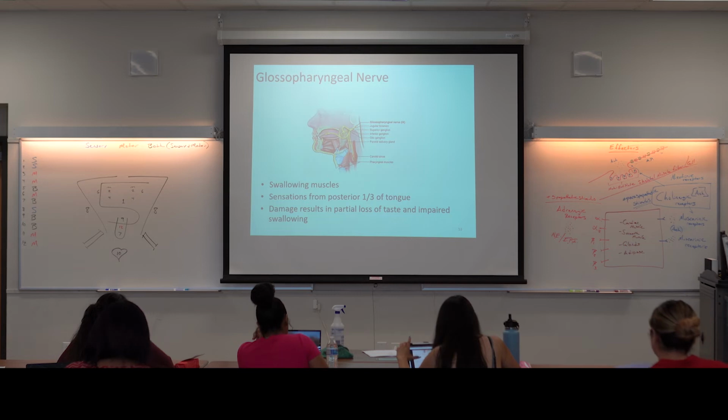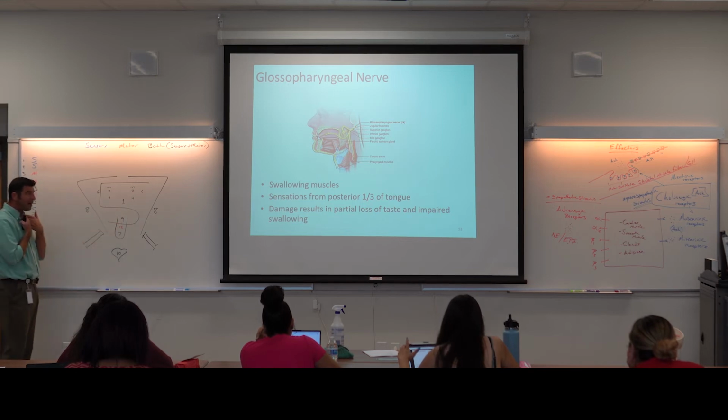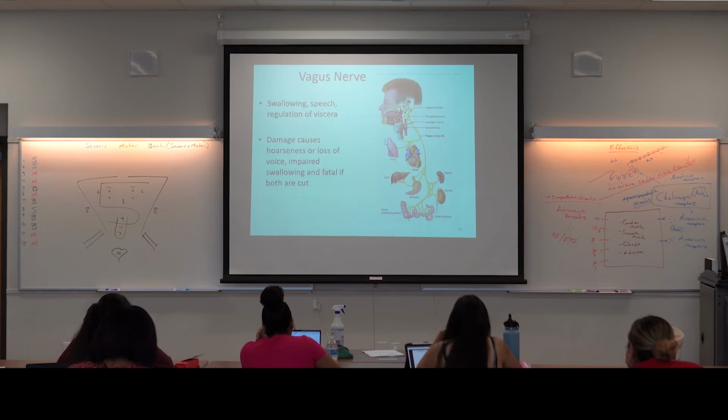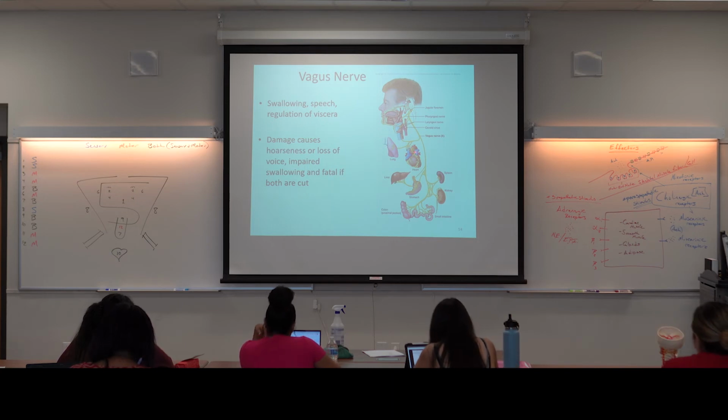Number 9 is our glossopharyngeal. We said it picks up taste sensations on the posterior 1/3 of the tongue. Since it's also in the back of the throat, it's involved in swallowing as well. Then the vagus nerve, this is the vagabond nerve. You can see it wandering into many of these other internal organs, digestive organs, heart and lungs.